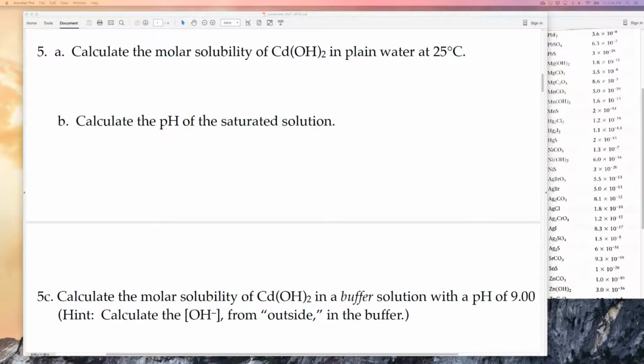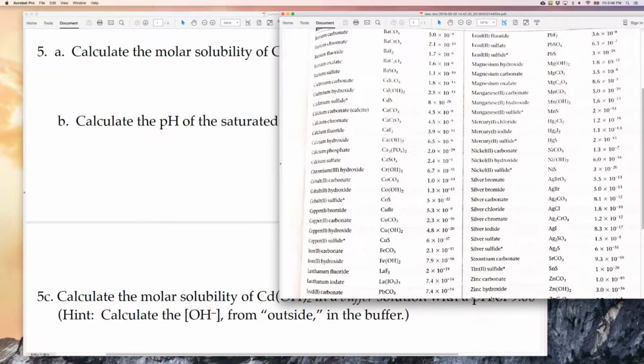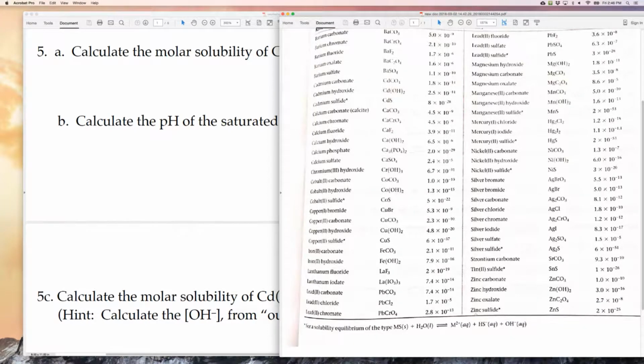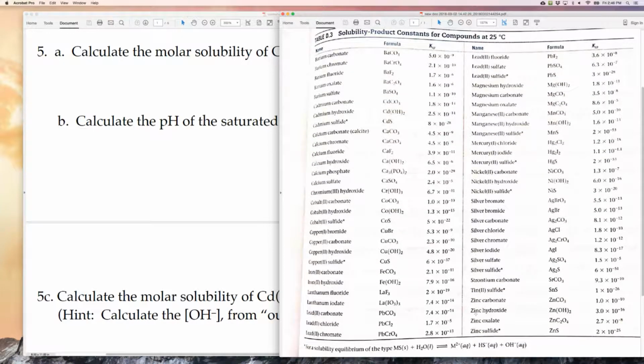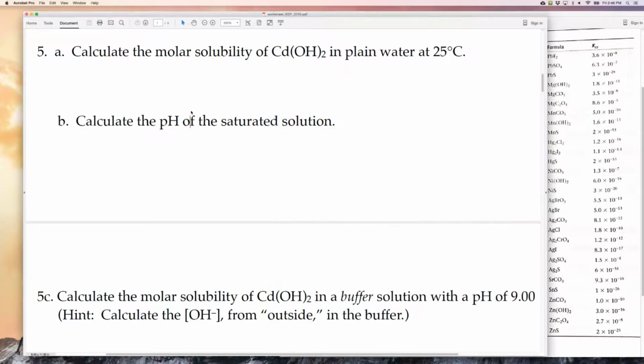So the first question is calculate the molar solubility of cadmium hydroxide in plain water at 25 degrees Celsius, and then calculate the pH of the saturated solution at equilibrium. I will also be uploading the Ksp table from the text. I took a picture of it with Chem Scanner, and I will be placing that into the reference materials. This will be the reference materials that we use for any of the assessments. You can also use that for your homework, etc. So if we look for cadmium hydroxide, we see that the value is 2.5 times 10 to the negative 14.